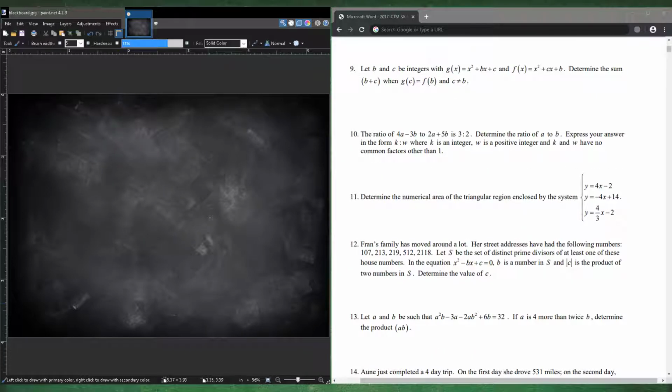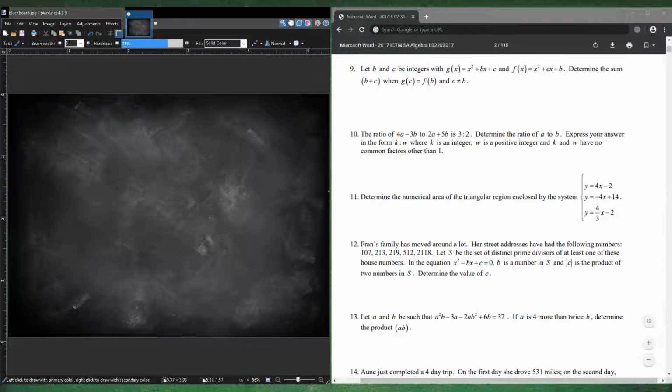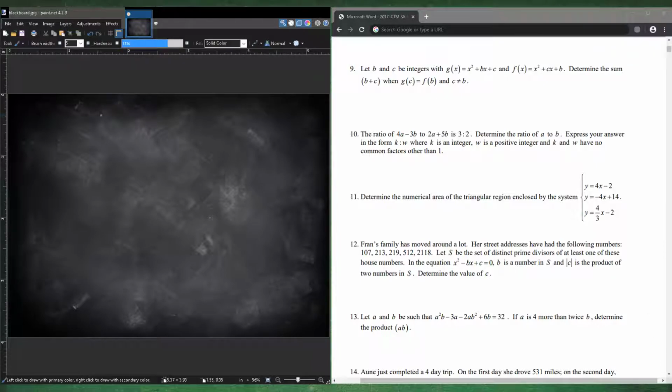Number 10, the ratio of 4a minus 3b to 2a plus 5b is 3 to 2. Determine the ratio of a to b. Express your answer in the form k colon w. So what we have is a ratio, so we're going to have to set up a fraction. So it's going to be 4a minus 3b divided by 2a plus 5b is equal to 3 over 2.